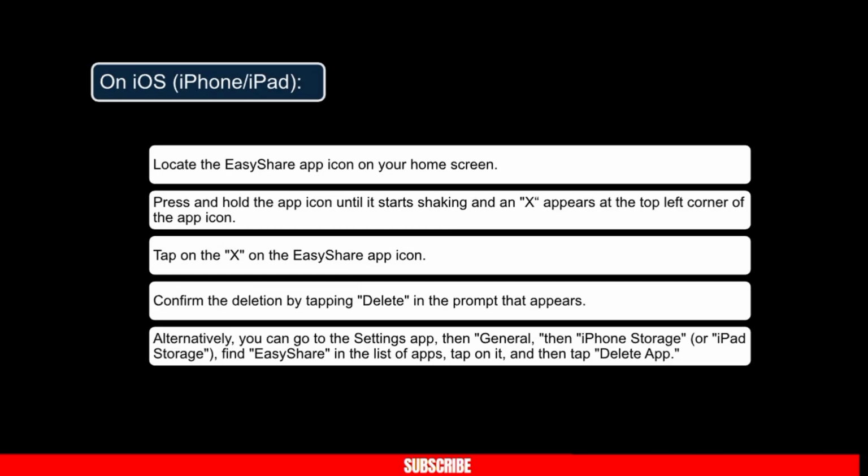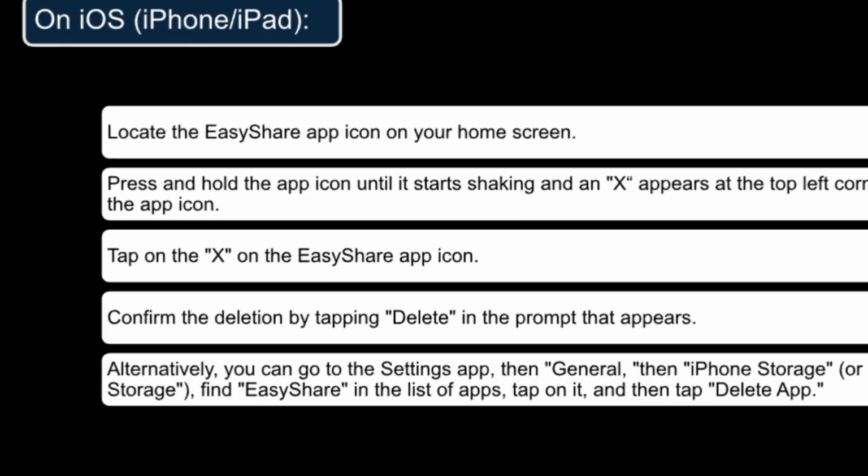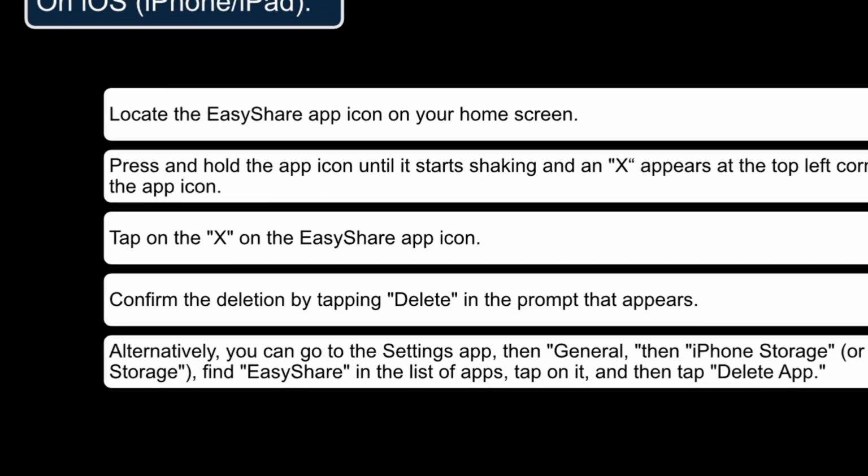But if you are using iPhone or iPad, then you have to locate the Easyshare app icon on your home screen. Press and hold the app icon until it starts shaking and an X appears at the top left corner of the app icon. Tap on the X on the Easyshare app icon. Confirm the deletion by tapping delete in the prompt that appears.